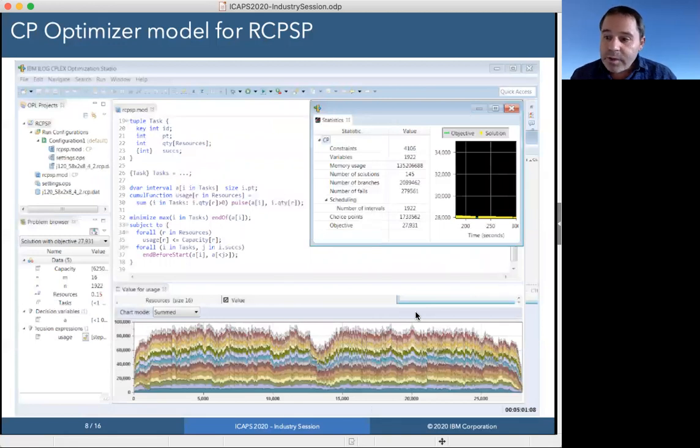We can see the same model formulated in OPL and a solution for a particular instance of this problem. The OPL formulation is a one-to-one mapping of the mathematical formulation, and you can easily write the same model in Python, in Java, or in C++.